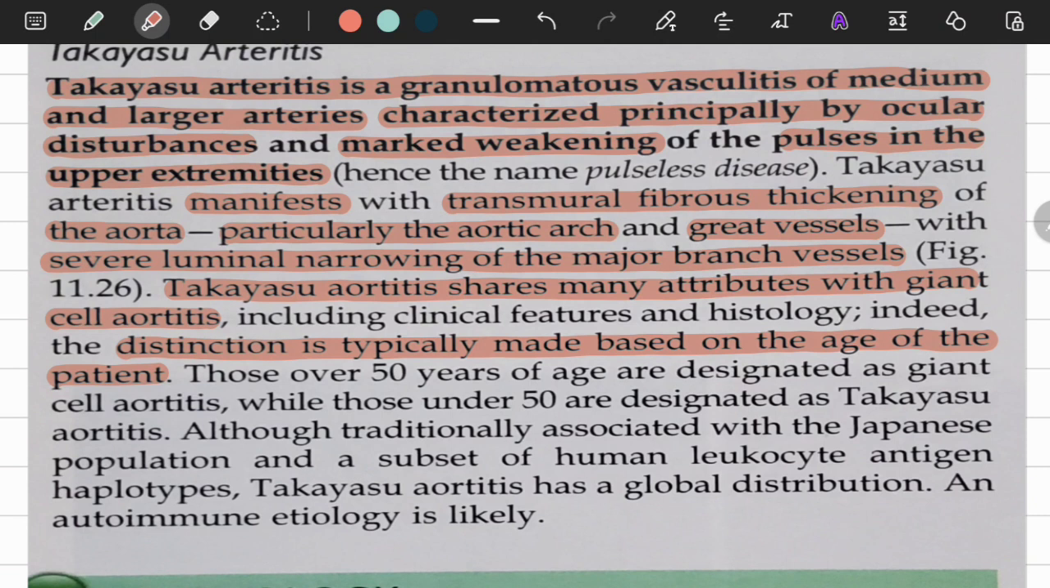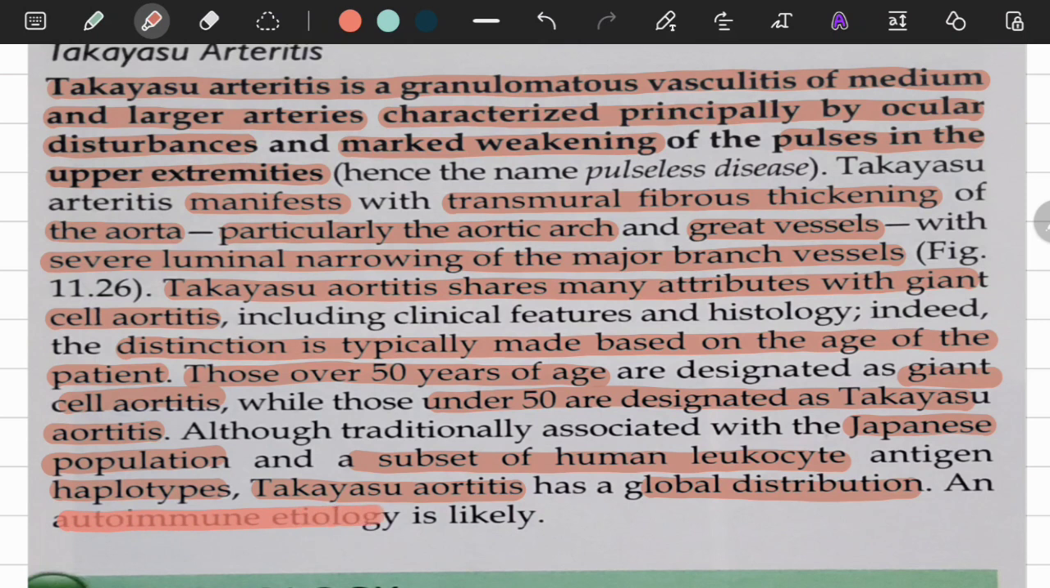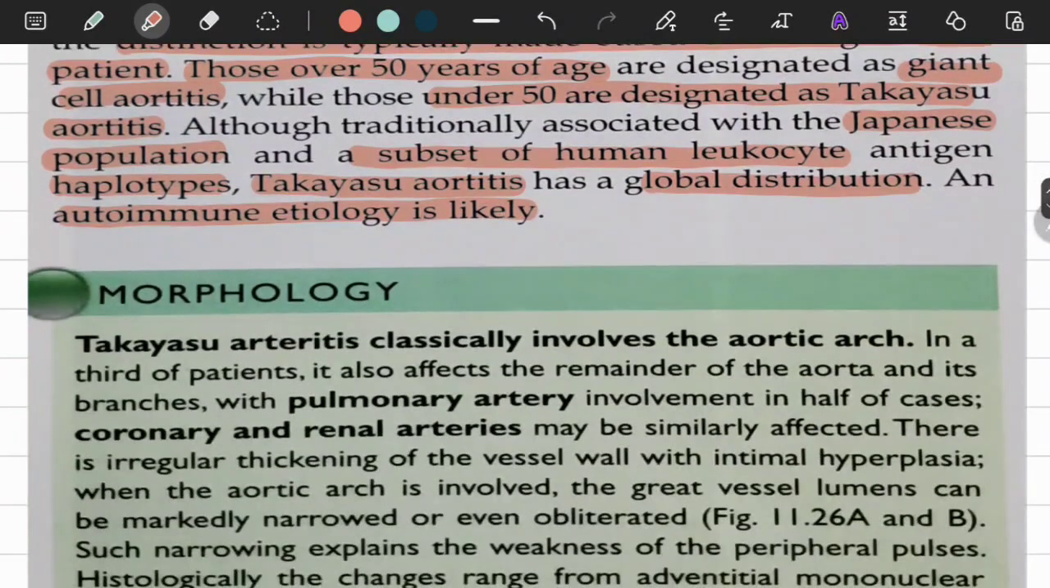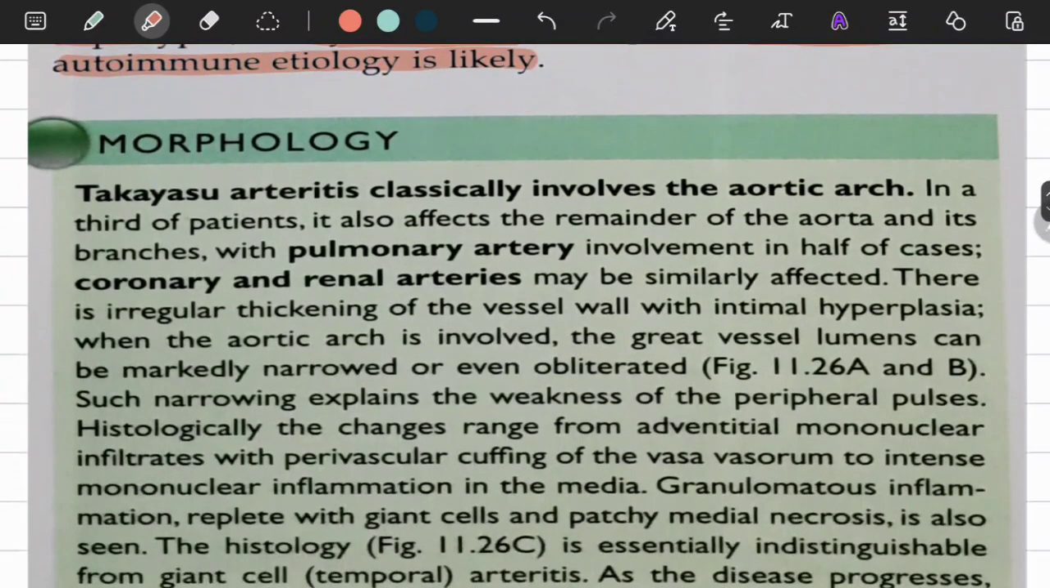As we've seen in the giant cell arteritis, most of the patients were above 50 years. So those over 50 years of age are designated as giant cell arteritis, while those under 50 are designated as Takayasu arteritis. Although traditionally associated with the Japanese population and a subset of human leukocyte antigen haplotypes, Takayasu arteritis has a global distribution, and autoimmune etiology is very likely in this case. Now let us just talk about the morphology of this Takayasu arteritis.